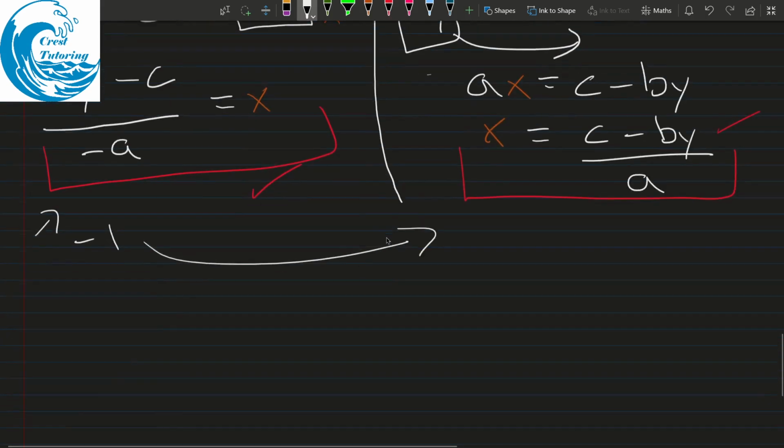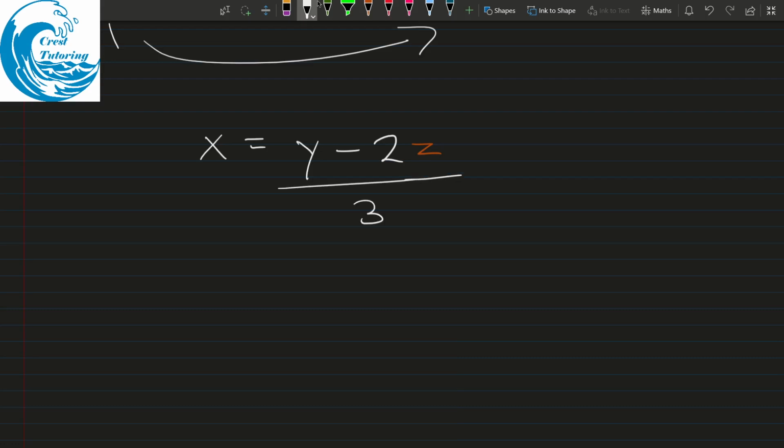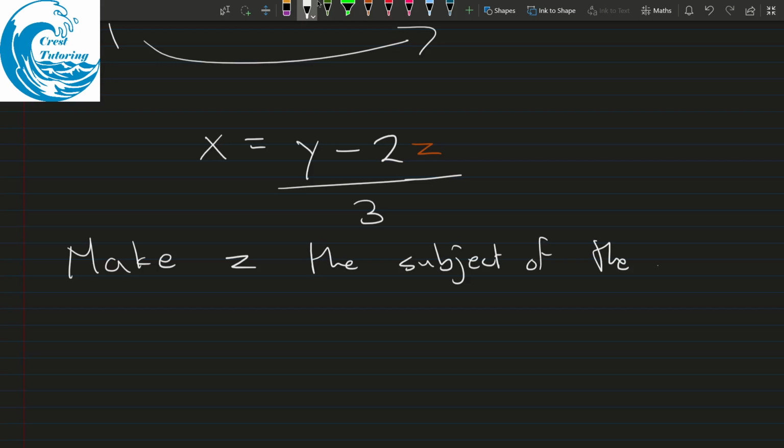It's going to be quite a similar one. Okay, so x equals y minus 2z, all over 3. And obviously, because I wrote it in orange, we want to make z the subject of the formula.